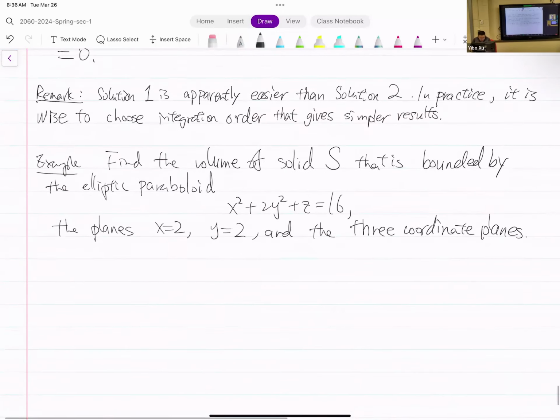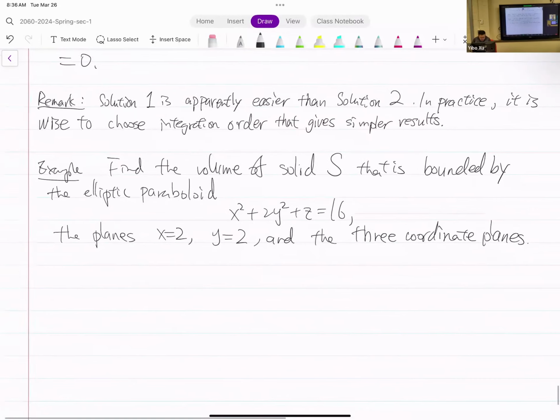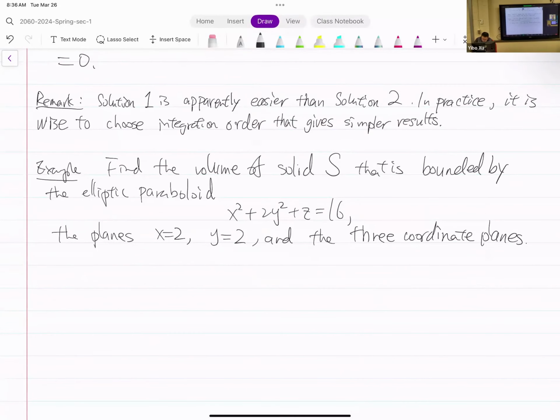Let's firstly take a look at the shape in the geometric sense. So firstly, of course, it's an elliptic paraboloid. What does it mean? Basically, if you fix x, it will get you a parabola. If you fix y, it will get you another parabola. But if you fix z, you will get an ellipse, right?